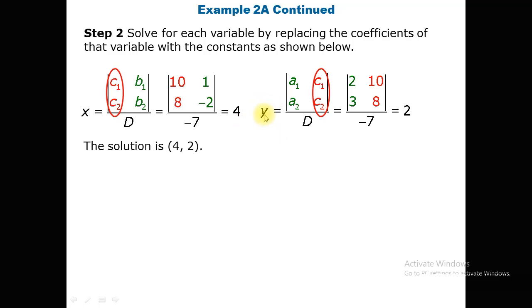And now for the value of y, replace the coefficients of the second column by the constants which lie on the right hand side of the equation. We obtain another determinant, Dy. So Dy contains the entries a1, c1, a2, c2: the first column has the coefficient matrix entries 2 and 3, and the second column has the constants 10 and 8. Now find the determinant of this Dy, and dividing by minus 7 we obtain the value of y as 2. So the solution is 4 and 2.